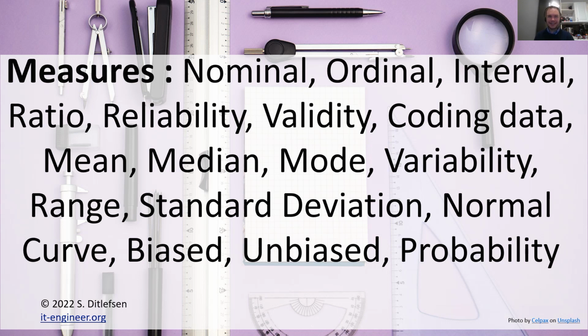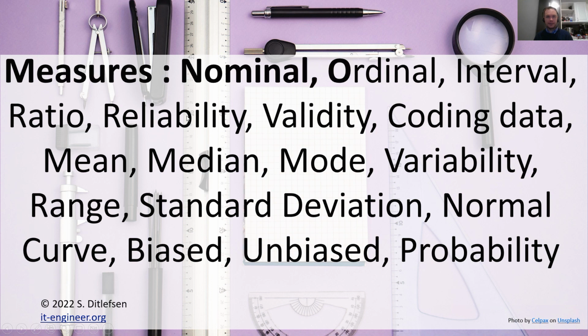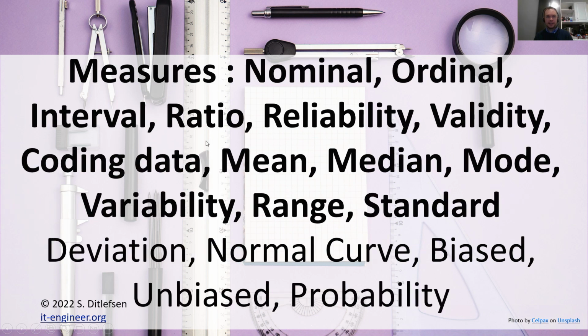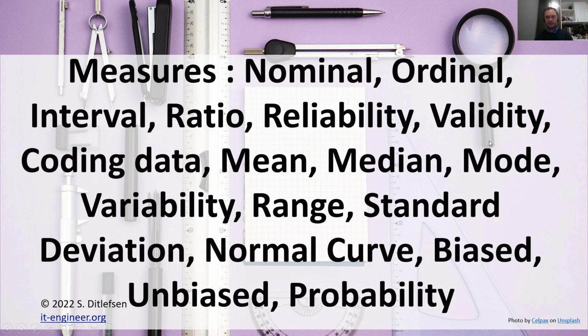Hey, and welcome to this research presentation on the measures. We have a lot of different measures that we're going to go through. We have the nominal, ordinal, interval, ratio, reliability, validity. We have coding data. We have mean, median, mode, variability, range, standard deviation, normal curve, biased and unbiased, and probability. A lot of different terms, but absolutely necessary when you're writing a master degree or even a PhD. Then you really need these terms and you need to understand what they are.